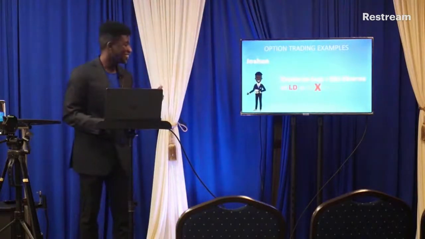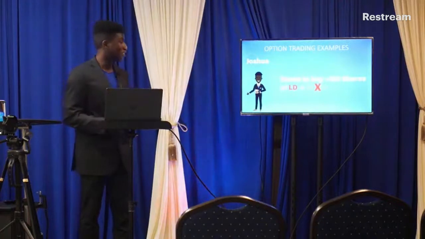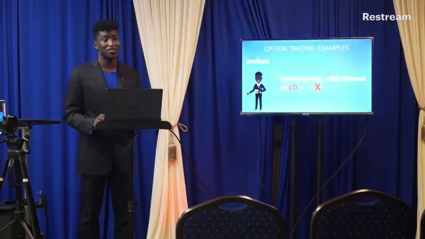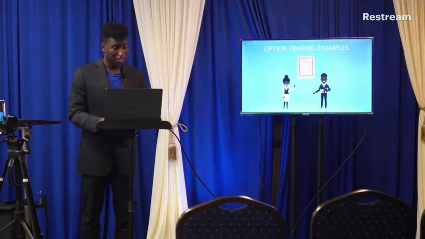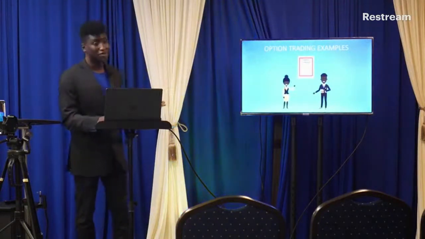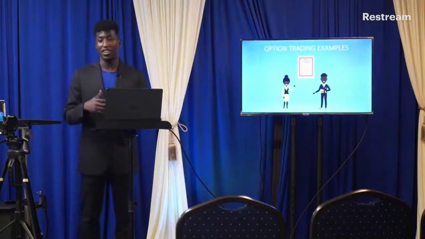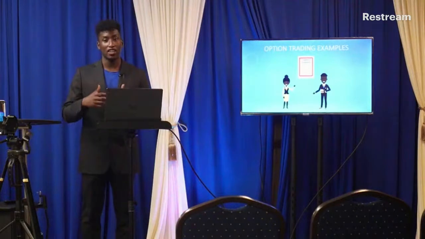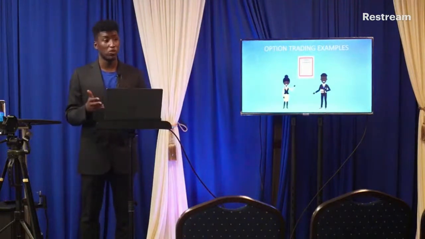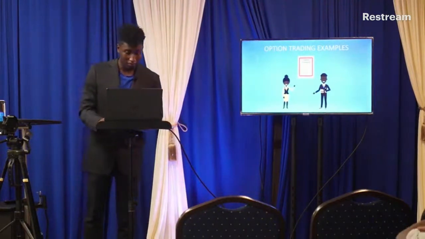This is Joshua. Now he wants to buy 100 shares of Leon's Diner, but he's frugal. He doesn't want to pay $6,000. It's too expensive. This is where an option contract comes into play. Now you heard the example that I gave before. Option contracts give you the ability to buy, let's say, 100 shares for a much cheaper price.